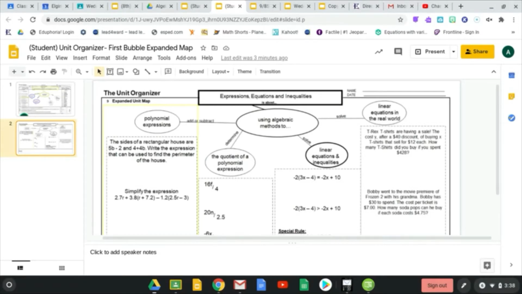And then I'm going to go over problems in the second bubble. All right. So our first question today says, the sides of a rectangular house are 5b minus 2 and 4 plus 4b. Write the expression that can be used to find the perimeter of the house.